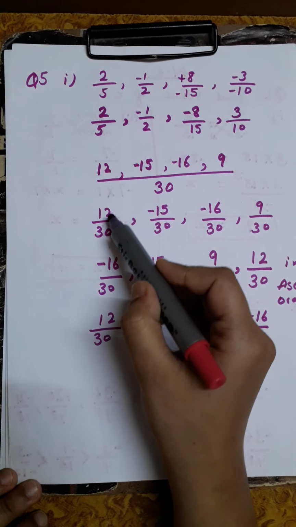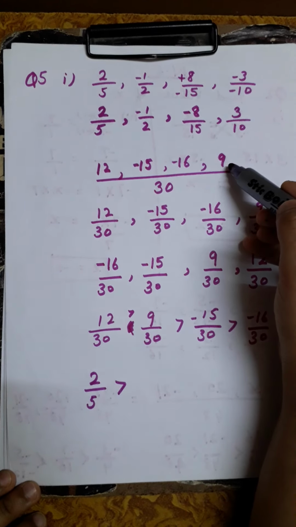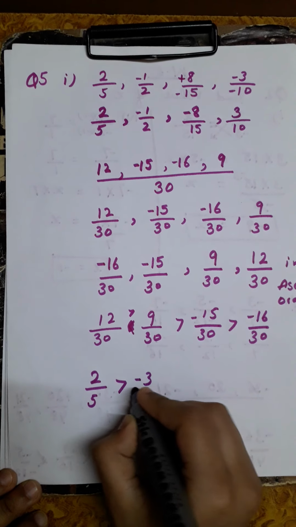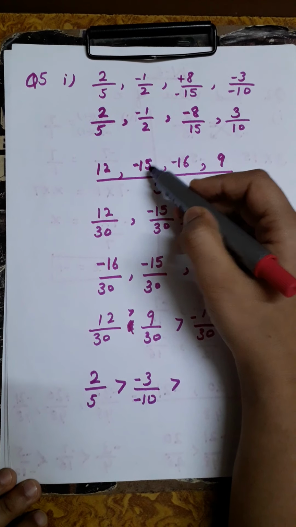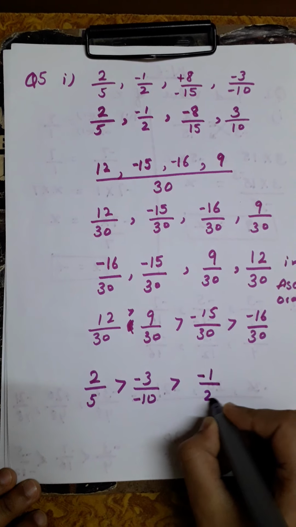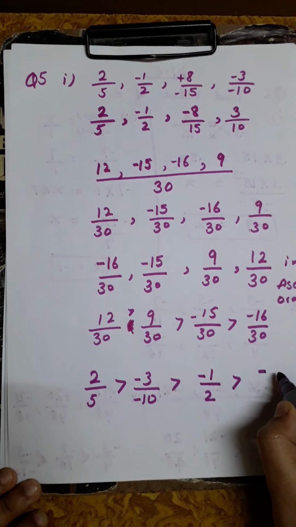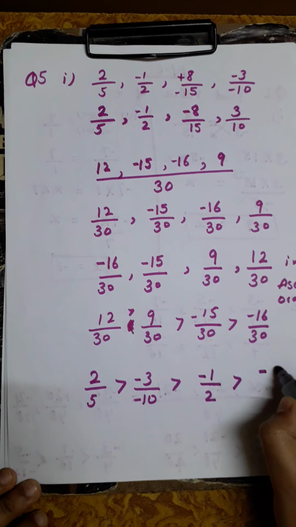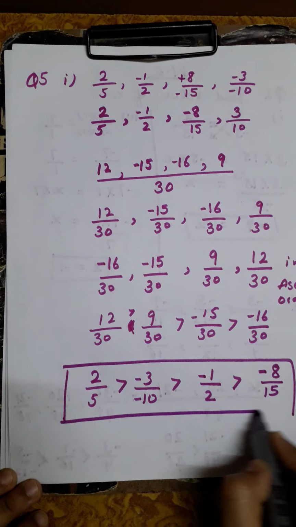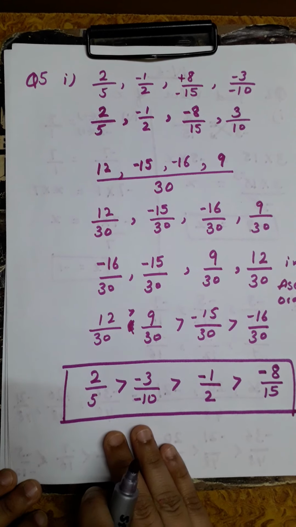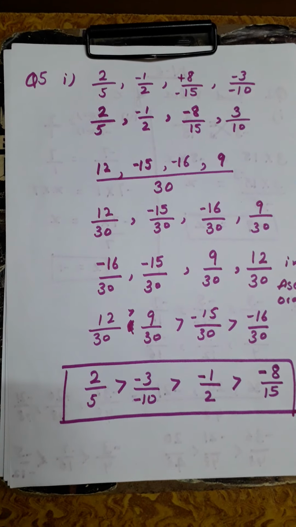So 12 was coming out from the first rational number, so we'll write 2 upon 5. 9 was coming from the fourth rational number, so it is minus 3 upon minus 10. And 15 was coming out from the second rational number, so it will be minus 1 upon 2. And minus 16 was coming out from the third rational number, so it will be minus 8 upon 15. Okay, so while writing the answer, you have to keep in mind that we have to write it in the form as given in the question.